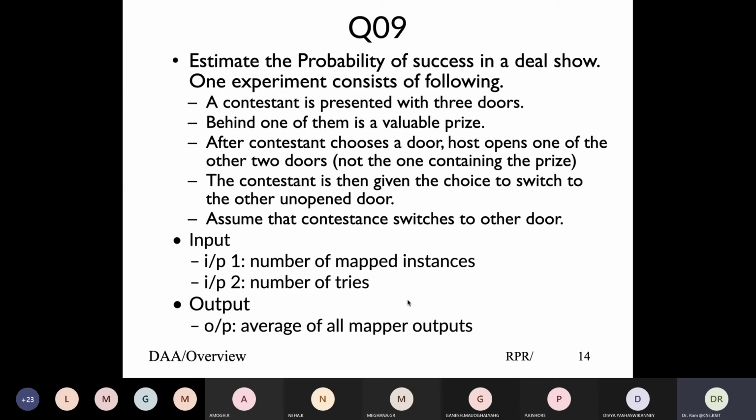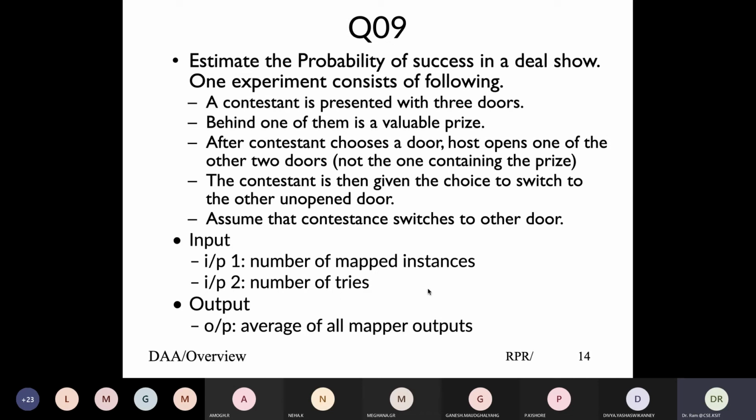It turns out that if a contestant changes the decision, the probability of success is 2/3. If they don't change the decision, the probability of success is 1/3. And this is what you want to verify using distributed computing. So run a number of tries.